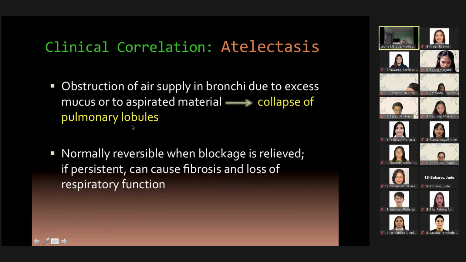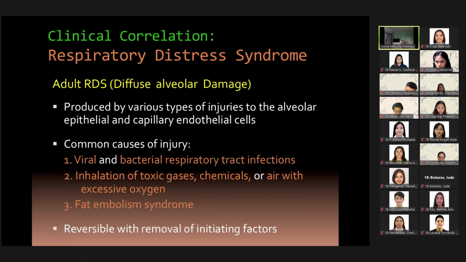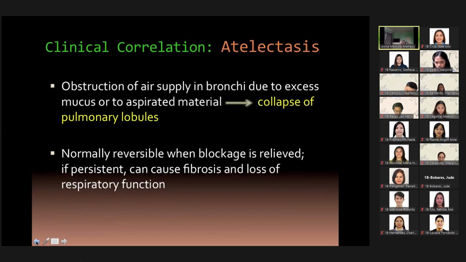So normally, this condition is reversible once the obstruction is relieved, but if it becomes persistent, it can lead to fibrosis and loss, of course, of respiratory function. So that is what we call atelectasis. There is obstruction to your passages, especially at the level of your bronchi, of your lobar bronchi, kasi lobules, collapse of pulmonary lobules ang mangyayari. Okay? So, what is the next?